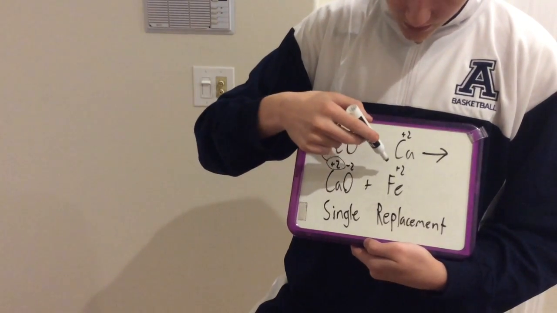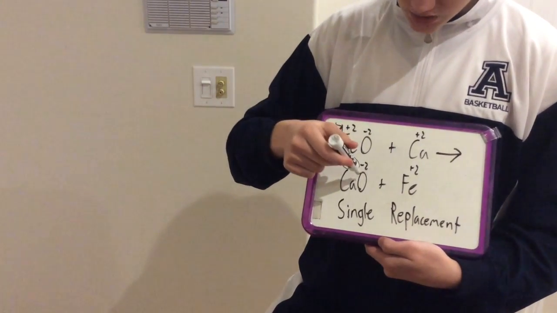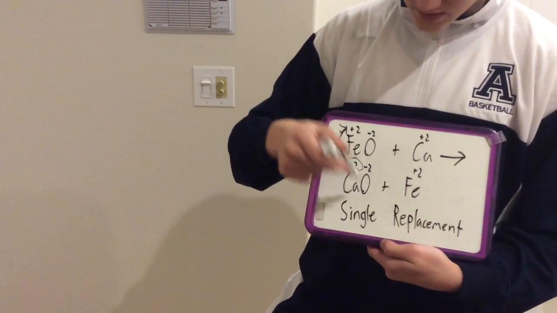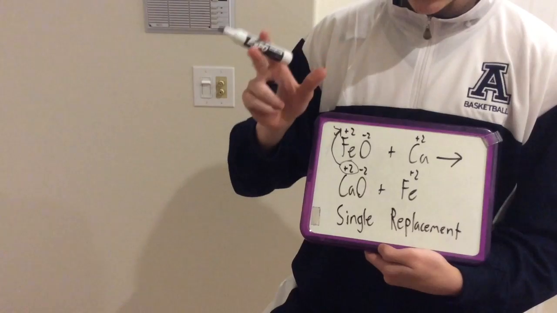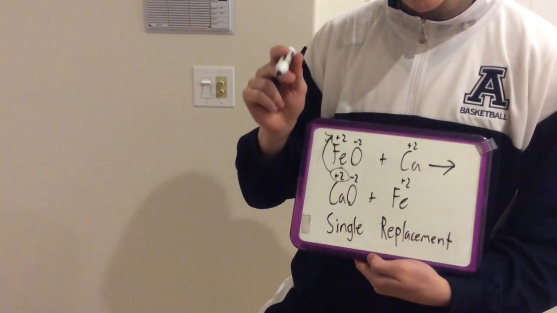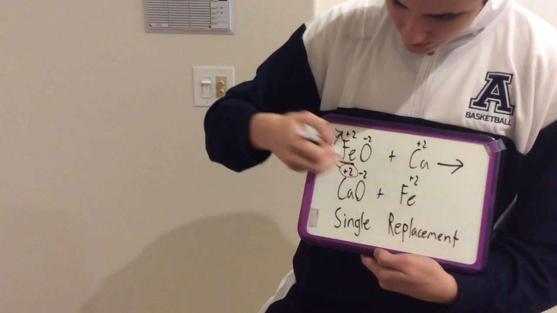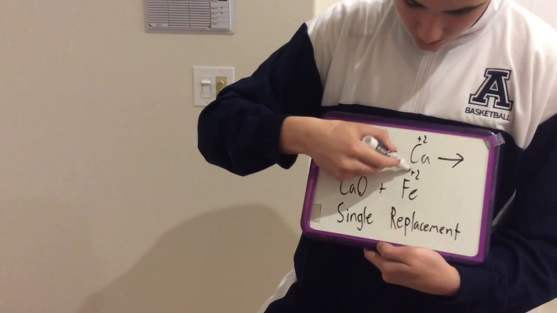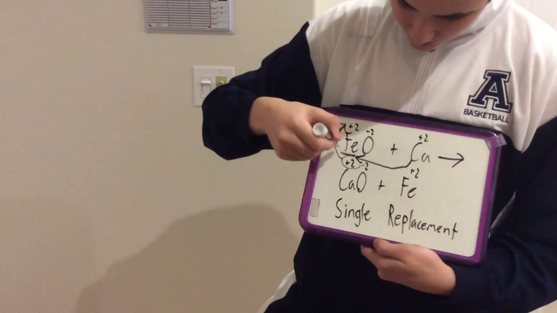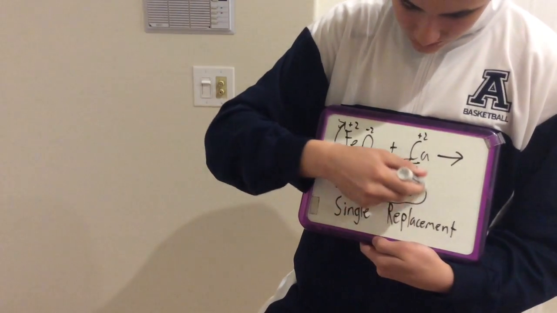And iron over here has a positive 2, so it's just like calcium, it can stay by itself. You don't really have to mess with it. Oxygen has a negative 2, so it easily binds with calcium. And this particular type of chemical reaction is called a single replacement. The reason it's called a single replacement is because this iron is replaced by calcium. This calcium right here replaces this iron, and you can see that down here in this equation.